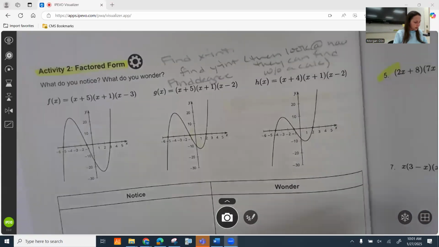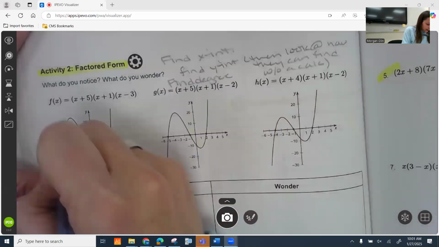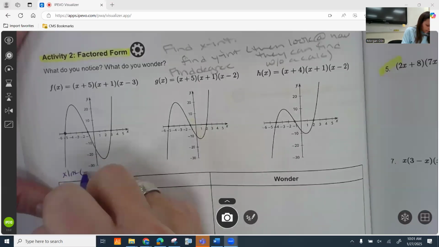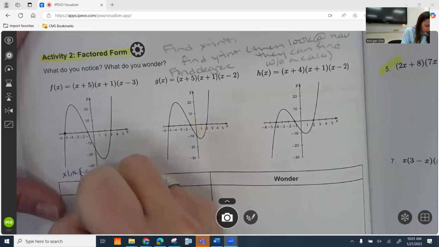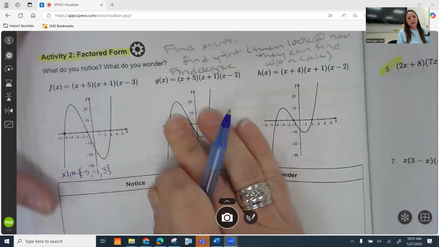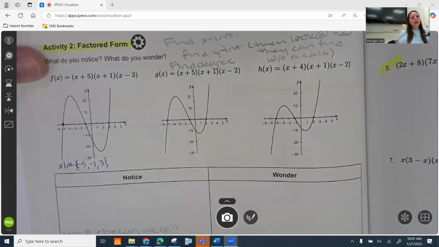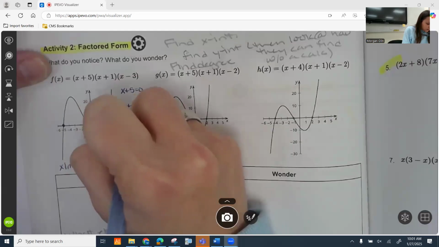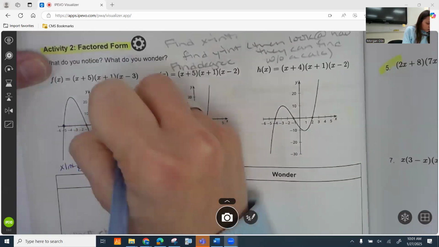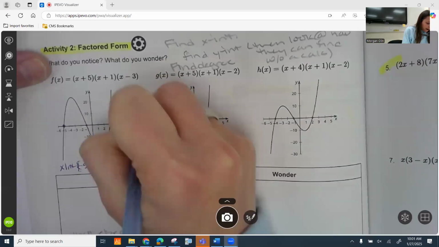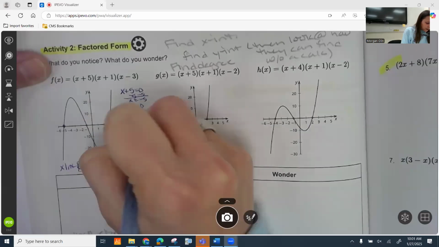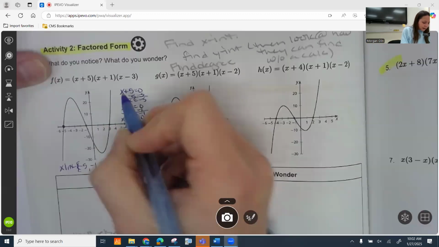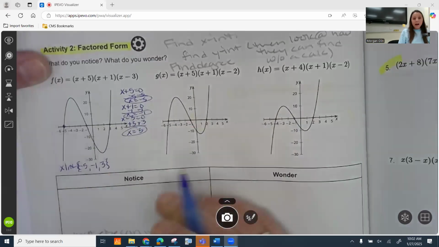Now, one of the things I want you to notice is here, let's find all the x-intercepts. So here I've got an x-intercept at -5. I've got an x-intercept at -1, and I've got an x-intercept at 3. One of the things you should notice is that when it's in factored form, if you were to take each of these parentheses and set them equal to 0, when you solve, here I would get x equals -5. Here, when I subtract 1, I would get x equals -1. And here, when I add 3 over, I'd get x equals 3. These are all the x-intercepts that I have right there.